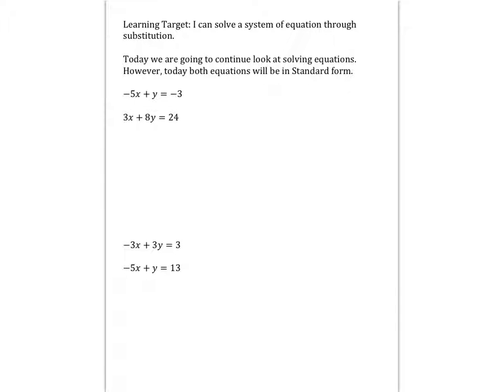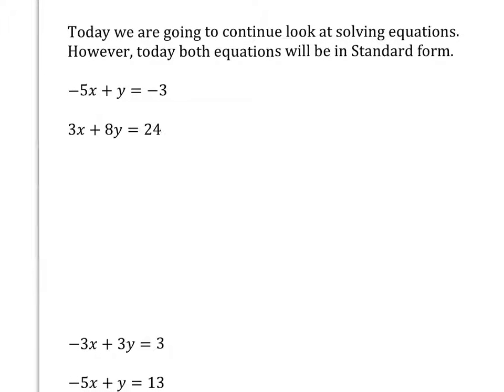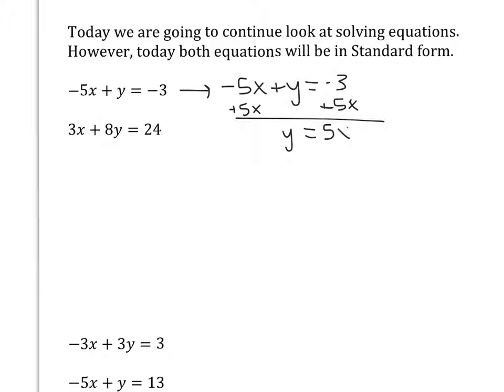So in this first example here, in order to use substitution, we are going to rewrite one of the equations into slope-intercept form. So let's rewrite the first equation into slope-intercept form. I need to first rewrite the equation, add 5x to both sides, because again we want to isolate y for slope-intercept form. So y equals 5x minus 3. Now, I'm going to circle what y equals and substitute that in for the second equation where I see y.